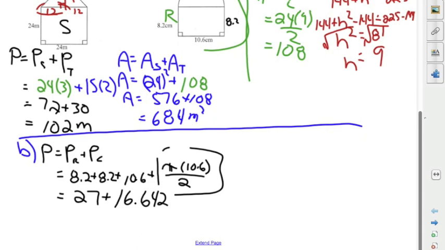Divided by 2, that's 16.650... Well, just leave it at 3 decimal places. Yeah, so we just leave it at 16.65. So that gives me 43.65.